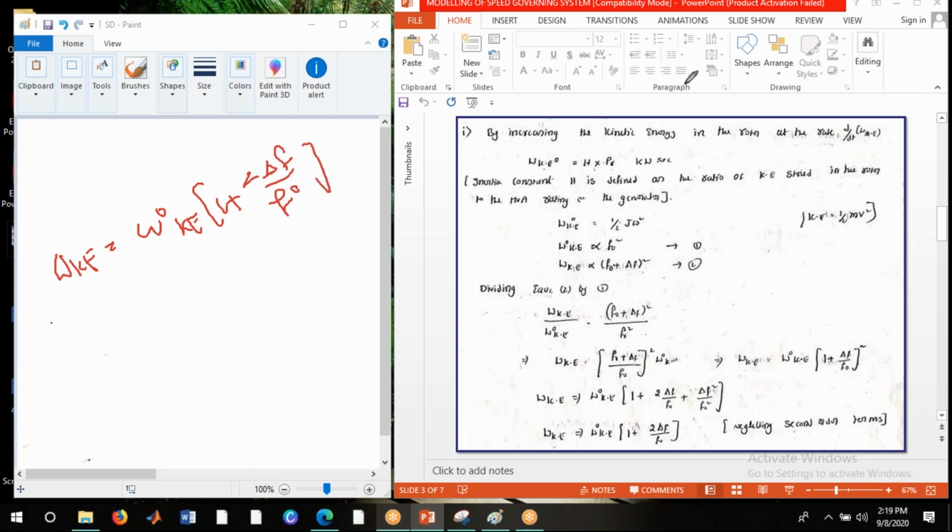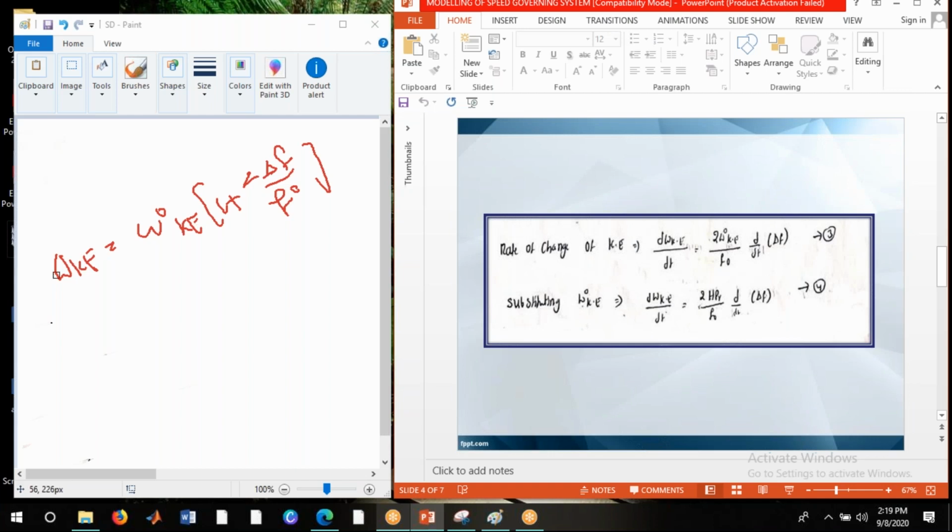Now, if you want to find that increment, that is the maximum condition, what do we have to do? We have to differentiate W_KE with respect to time. Then what will we get? When we apply the differentiation to this equation, dW_KE/dt is equal to, and this term we will get 0 because it is a constant value. And from this equation, 2 into delta omega W0_KE, delta F is the differentiation with respect to time.